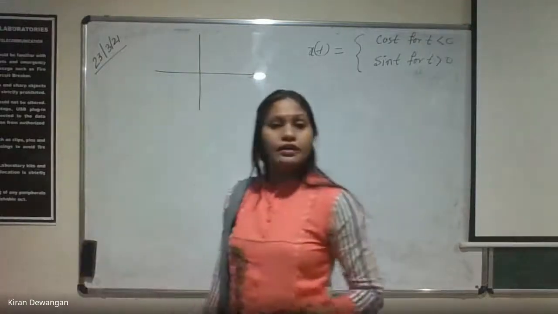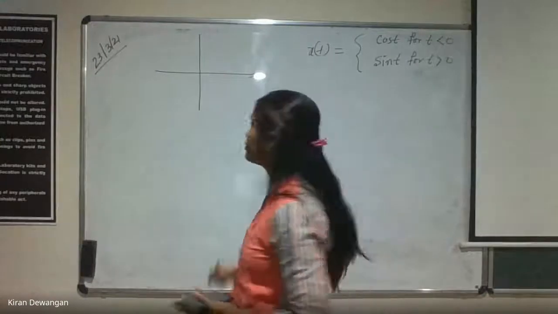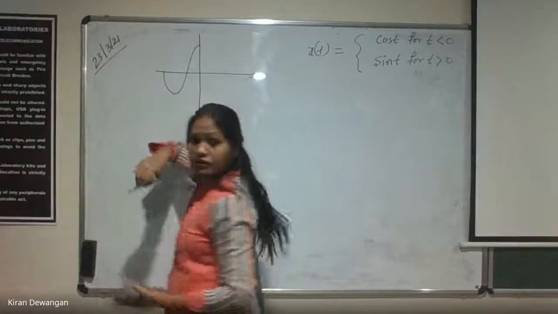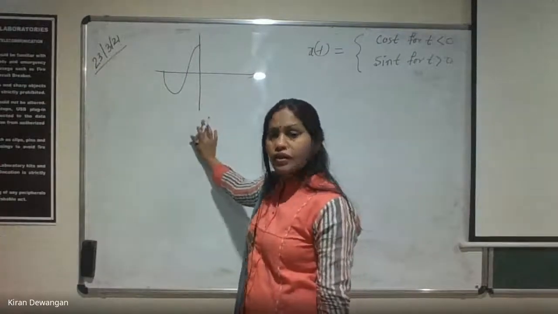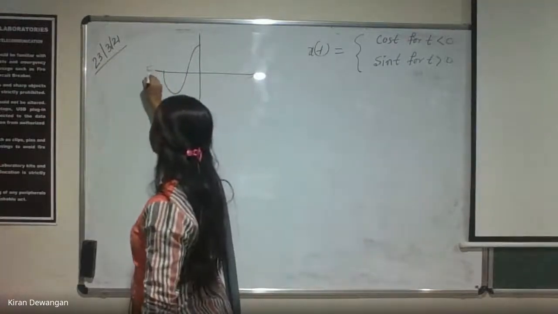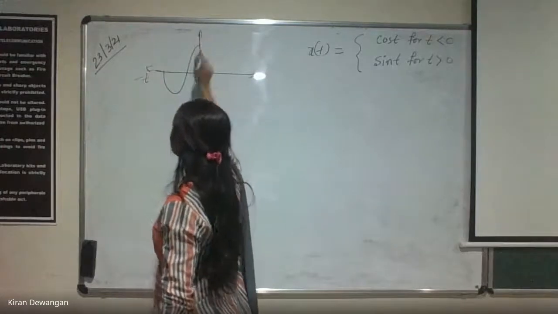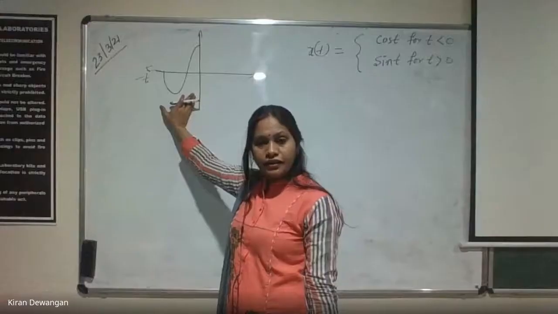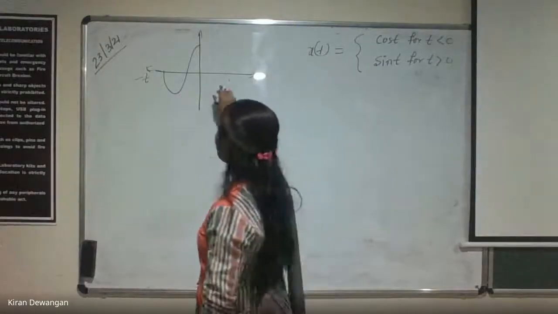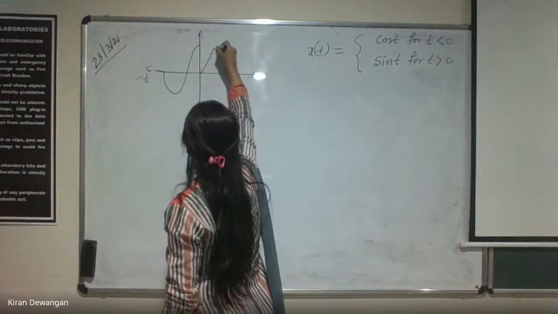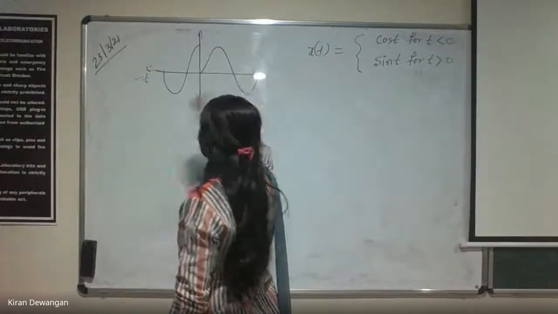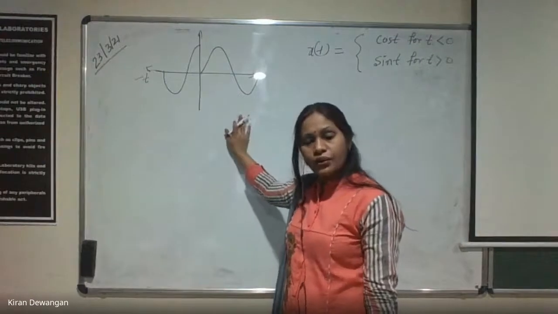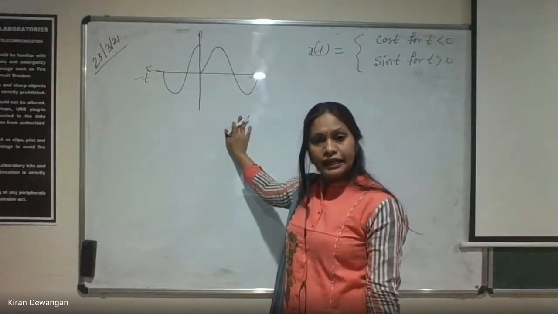Cos 0 पे क्या रहता है वैल्यू? Cos 0 is 1. It's 1 or not? For the negative t side, this will be cos. ये होगा कि नहीं? It will be cos, right? For t less than 0. And what about sin? It will start from here. ये होगा for t greater than 0. Are you clear with this? ये signal clear है कि नहीं?